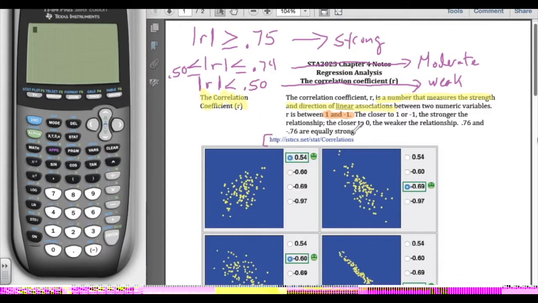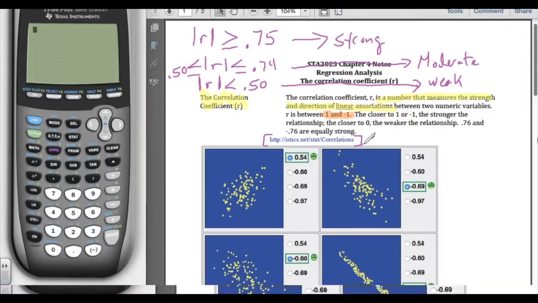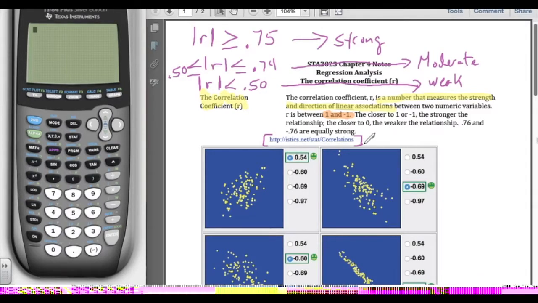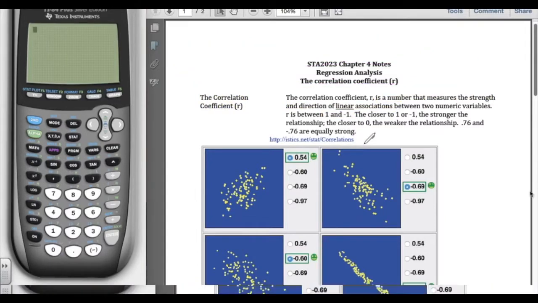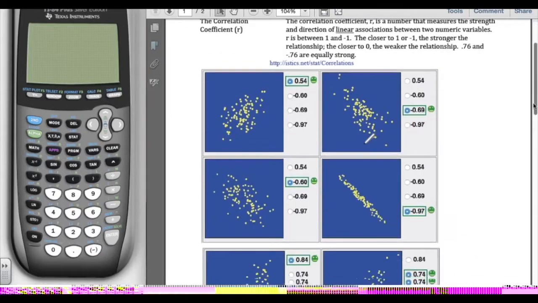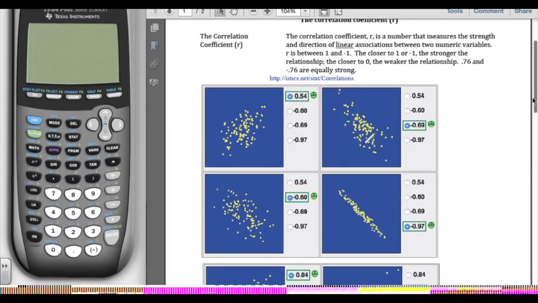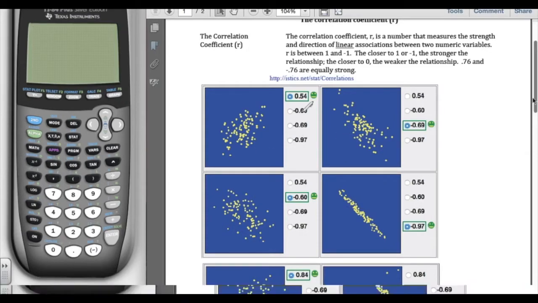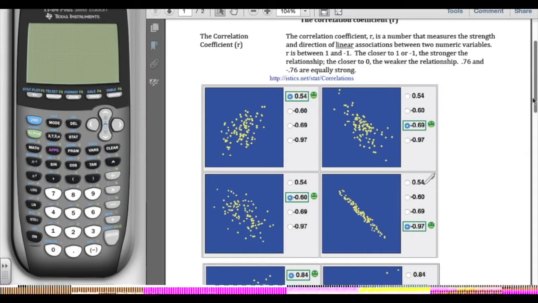You can go to this website and get some more practice with the r value. You can just type this into your browser, and it'll bring up some images like we see below, just to get some practice with matching some scatter plots with their possible r values. So we look at these first 4. These are all related. I have 4 scatter plots and 4 r values, and I just want to match them up.